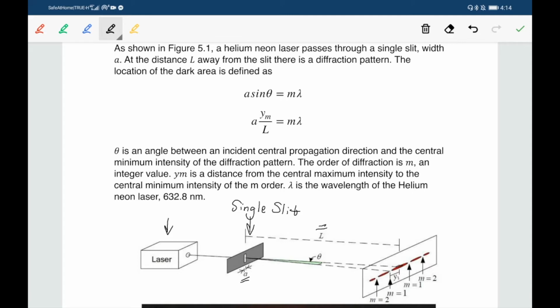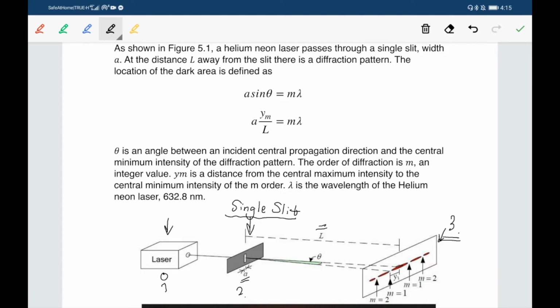So we'll have a magnetic track. We put the laser on it as number 1. Then we put the slit at the second position. After that, there will be a whiteboard to get the diffraction pattern, which is number 3. The distance L is between number 2, the single slit, and number 3, the whiteboard. Between 2 and 3, at distance L away from the slit, there is a diffraction pattern.